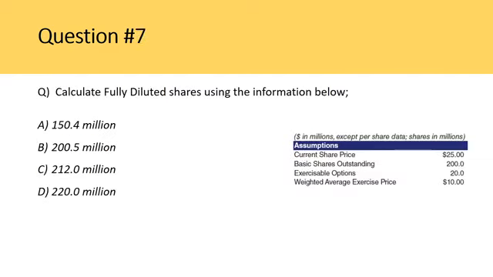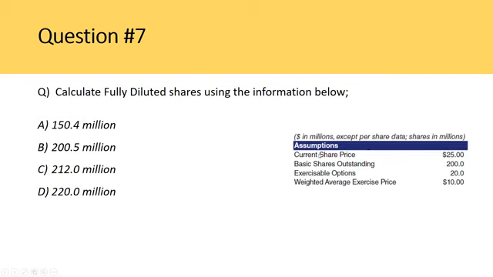Okay, now question 7: calculate fully diluted shares using the information below. So now we have to use the treasury stock method to calculate the fully diluted shares. We know basic shares outstanding of 200, and we don't have any convertible securities, convertible equities. So therefore, the only calculation is we have to calculate the in-the-money options. And so we have exercisable options of 20, and the weighted average exercise price is $10. So it's below the current share price of 25, therefore it's in the money.